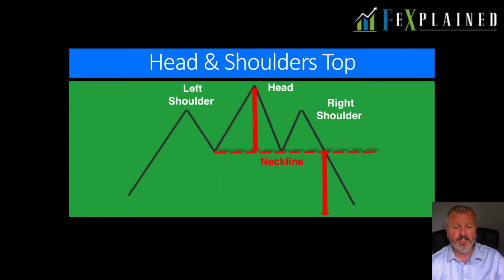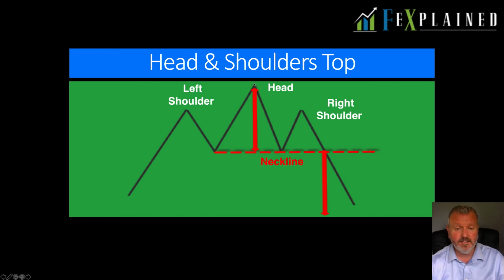And it's easier if we look at the example here. So we have the 3 peaks, the left shoulder, the head, and the right shoulder. The head is the highest of the 3 peaks, and the left and right shoulder are around the same height. Here we have a horizontal neckline drawn between these 2 lows here and here that form the head. And then when the market breaks the neckline, the head and shoulders top is completed.